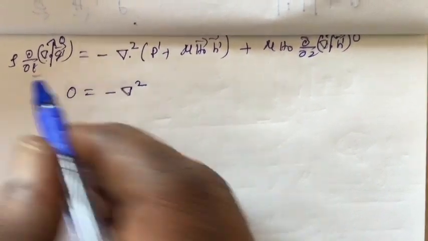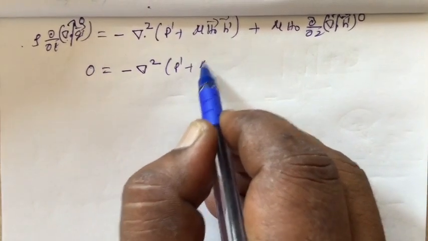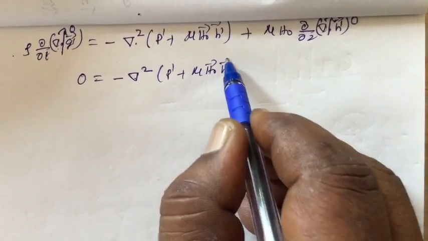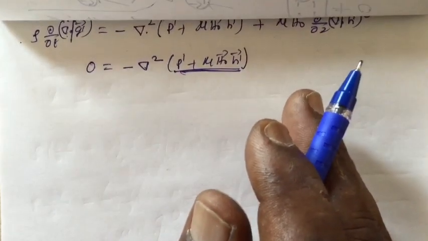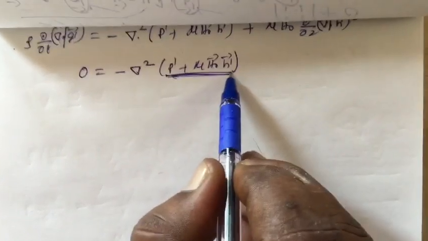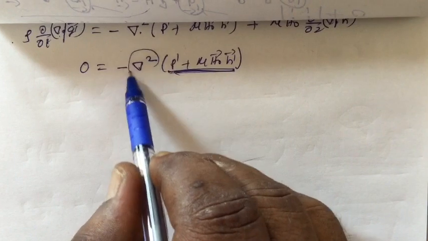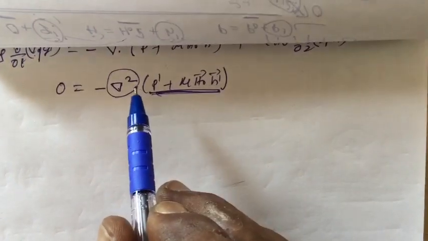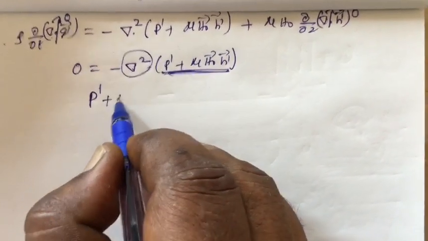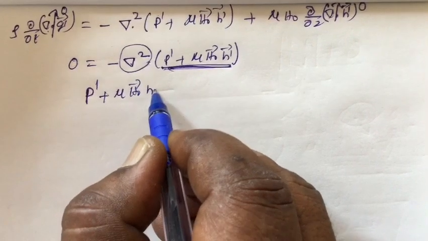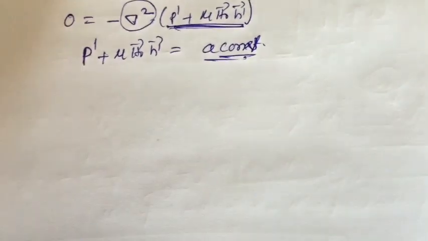That's why simply you are going to get minus Laplacian, or plus, that doesn't matter because the left hand side is 0. That's why simply Laplacian of P dash plus mu into H naught into H dash. It means that this function satisfies the Laplace equation. This looks like some function f. So this function satisfies the Laplace equation, that's why it must have a solution. That solution must be of the form P dash plus mu into H naught into H dash is equal to a constant. So you are going to get the solution.